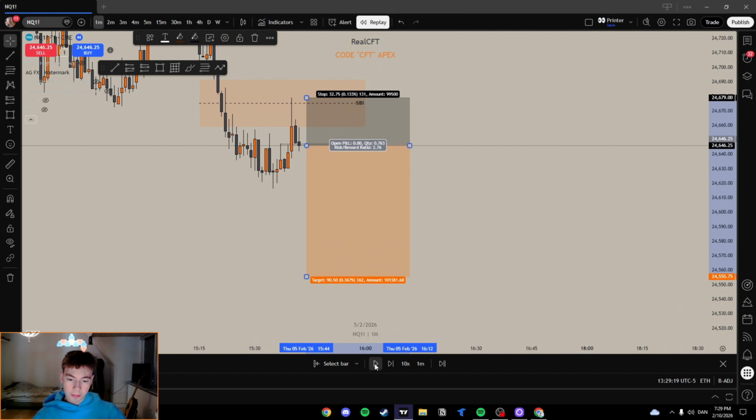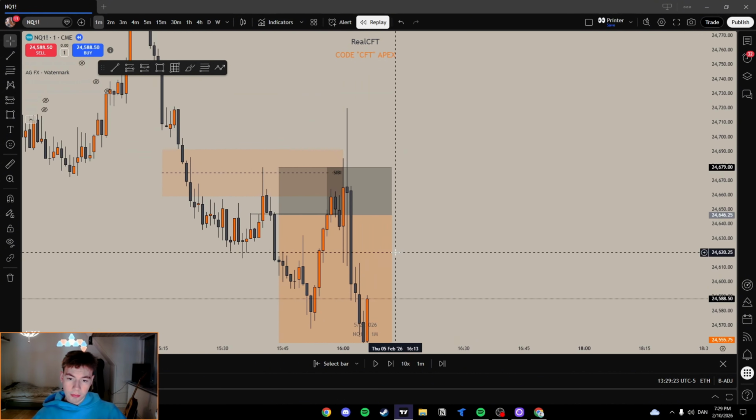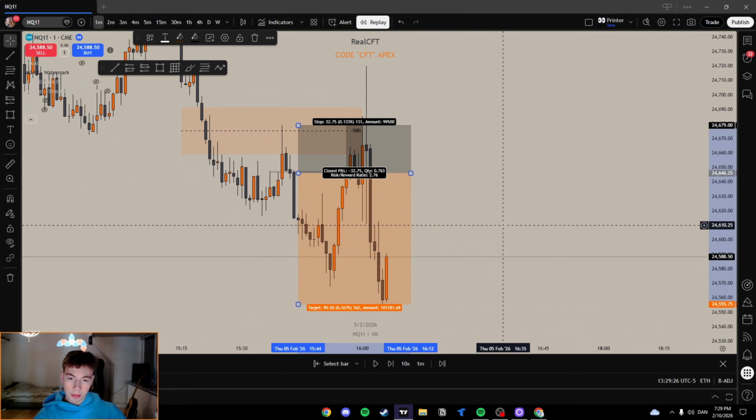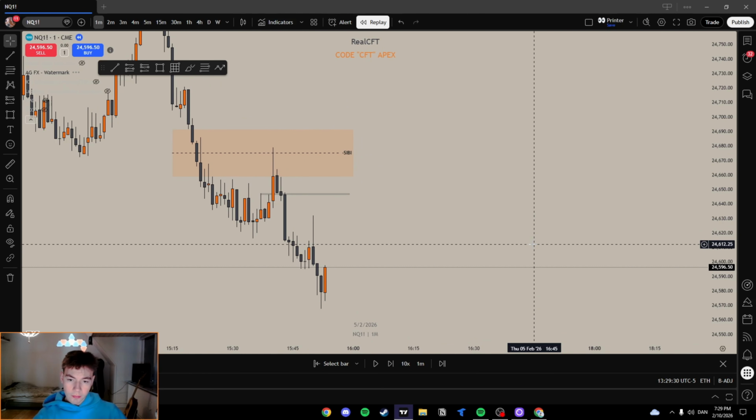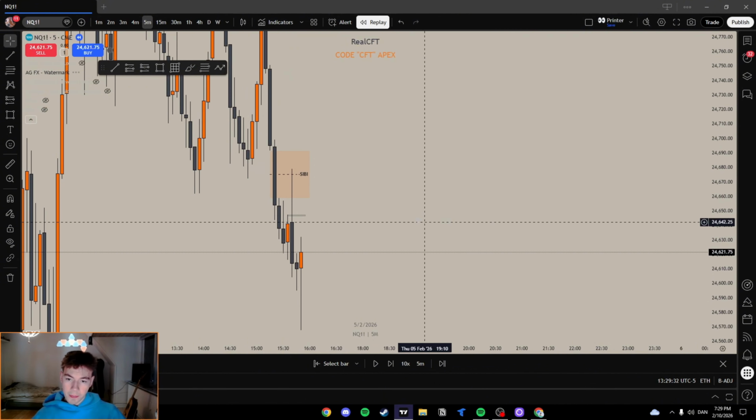Target some of this down here, and you got stopped out. Brutally stopped out, actually, in this case. So let's see what went wrong. Let's go to the higher time frame.